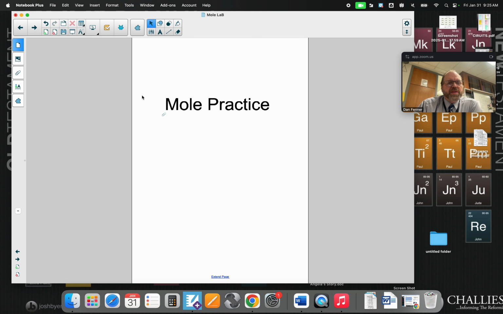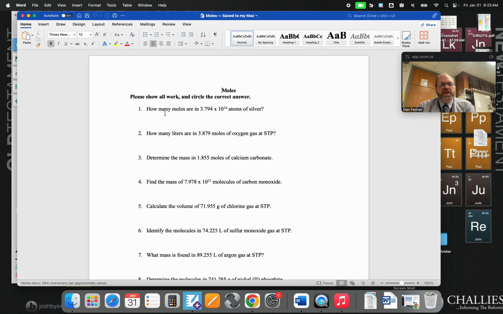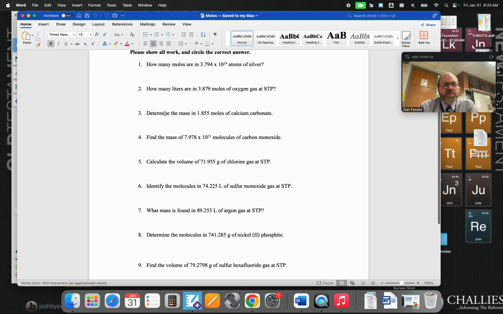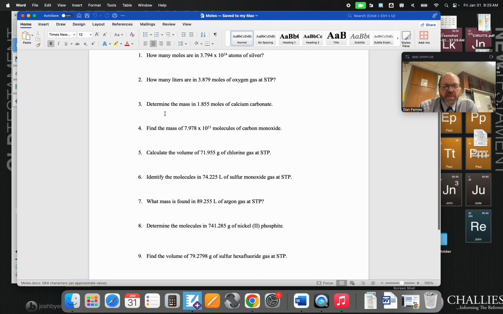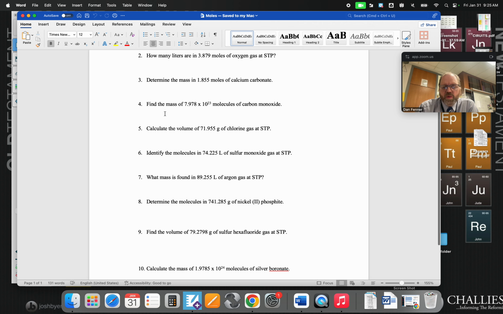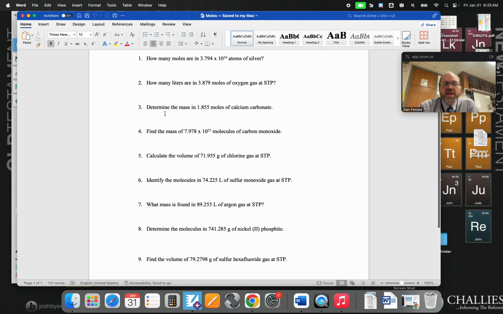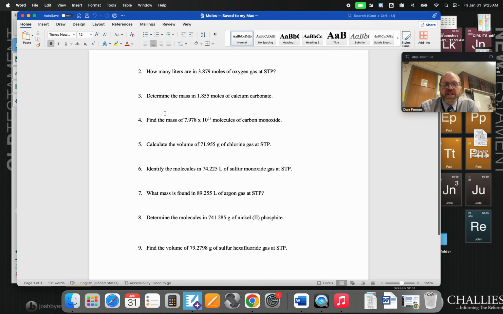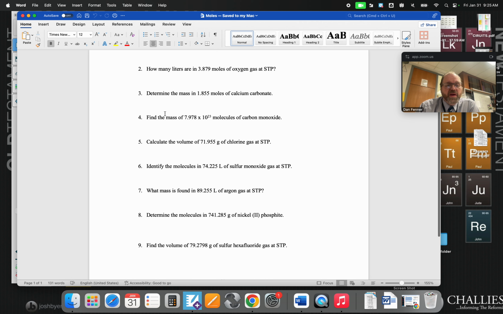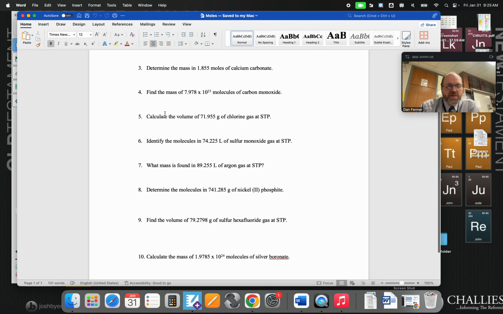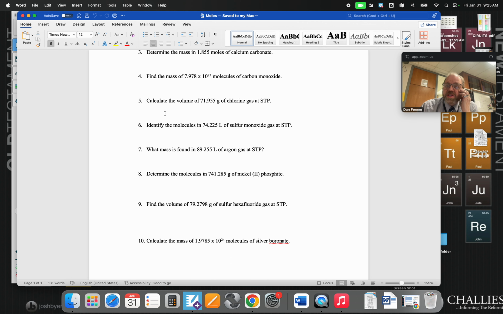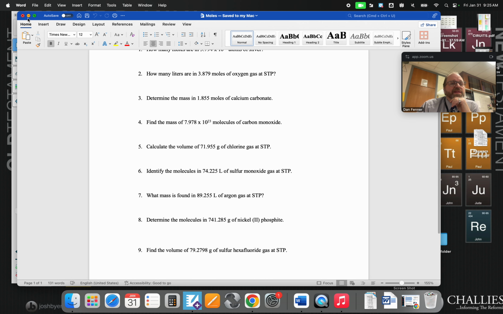Whoa, back up a little bit. We got to hit the button to open up. There it is. So here are the 10 problems that I want you to do. Go through and work through these. Identify the moles, define the liters, and the molar mass. Mass is, of course, in grams. Okay, we have volumes. So work all through these. Pause the video, work on it, get it done.